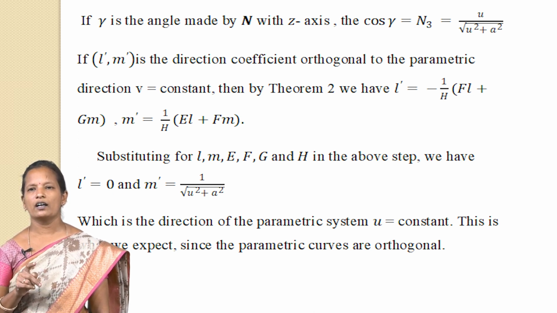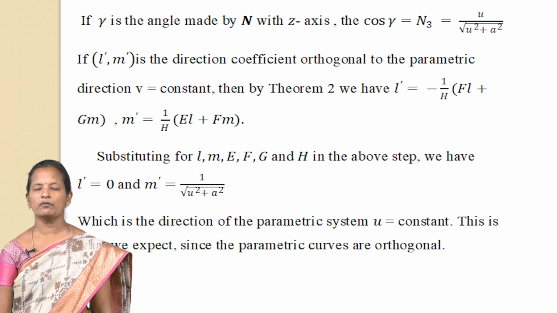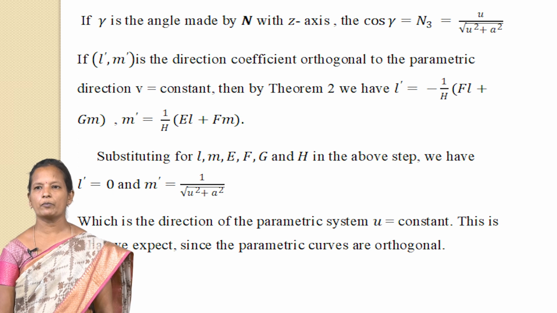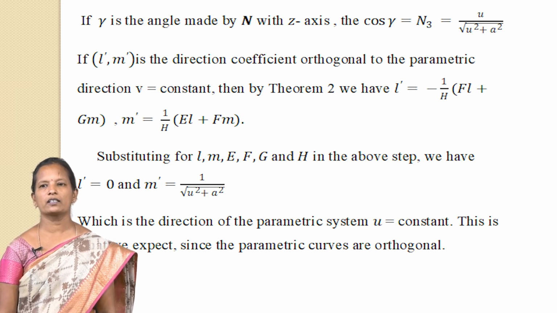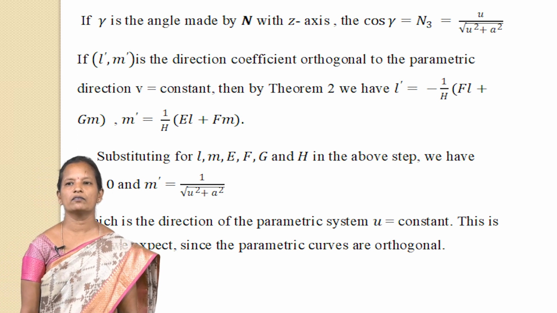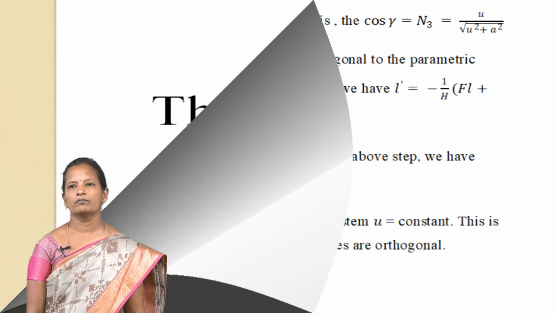So M dash is 1 by the square root of U squared plus A squared. Substituting the values, we get L dash and M dash, which is the direction of the parametric system U equal to constant. This is what we expect since the parametric curves are orthogonal, isn't it? You all understand? Thank you, students.